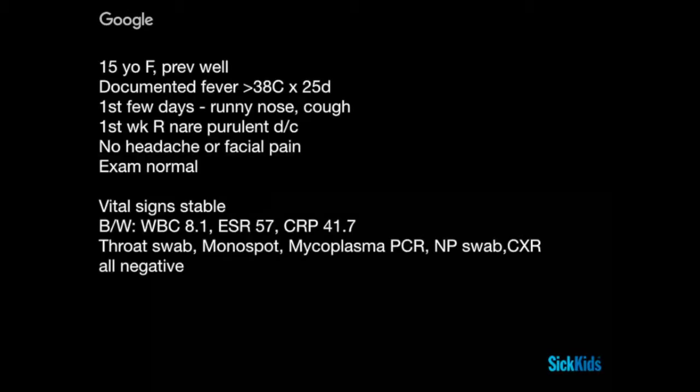So our first case is a 15-year-old girl who was previously well until she developed a long-standing fever for 25 days. She had had some symptoms of cough and coryza and then developed nasal purulent discharge, but had no headache or facial pain associated with this, and a normal examination when we looked at her on physical and with her vital signs.